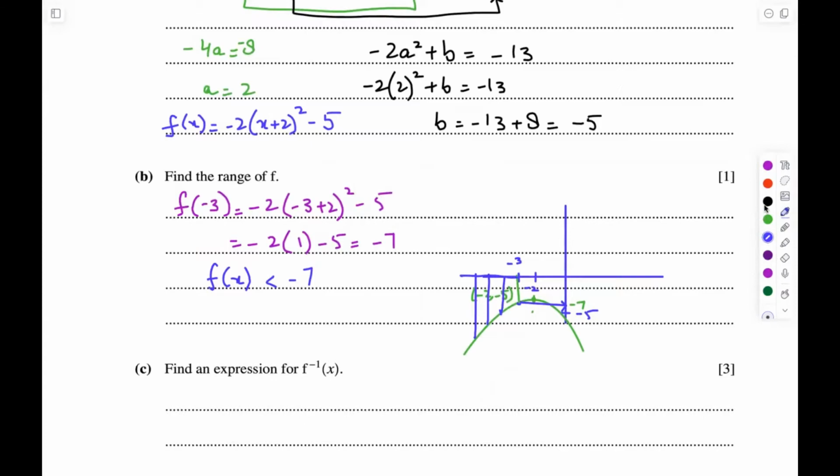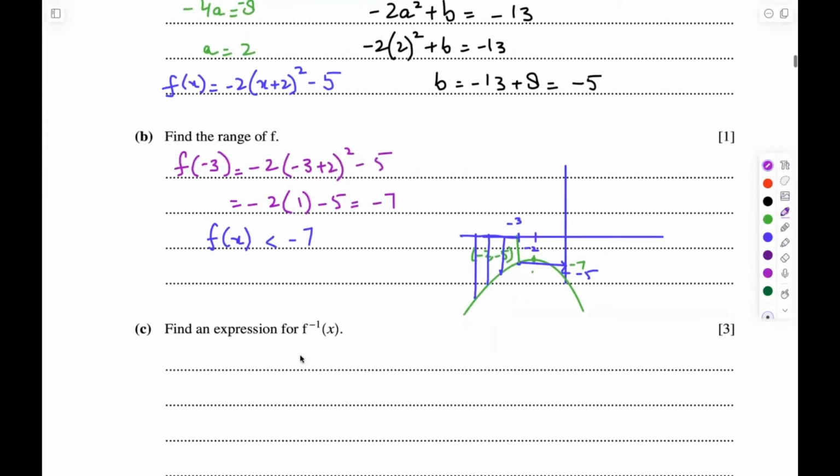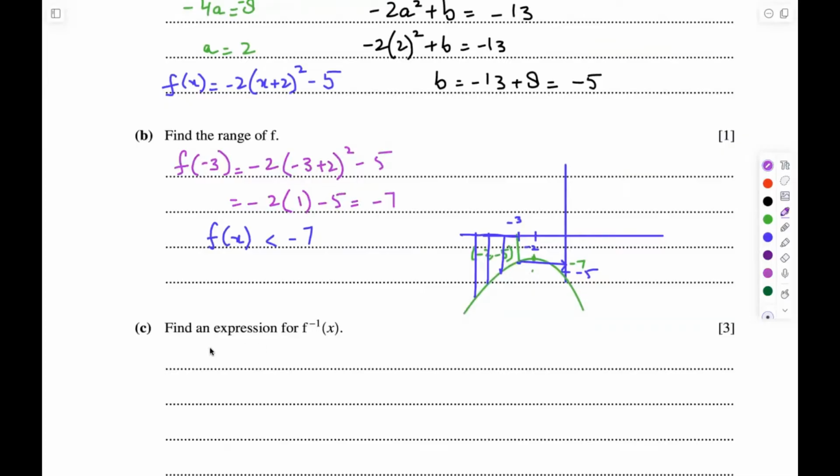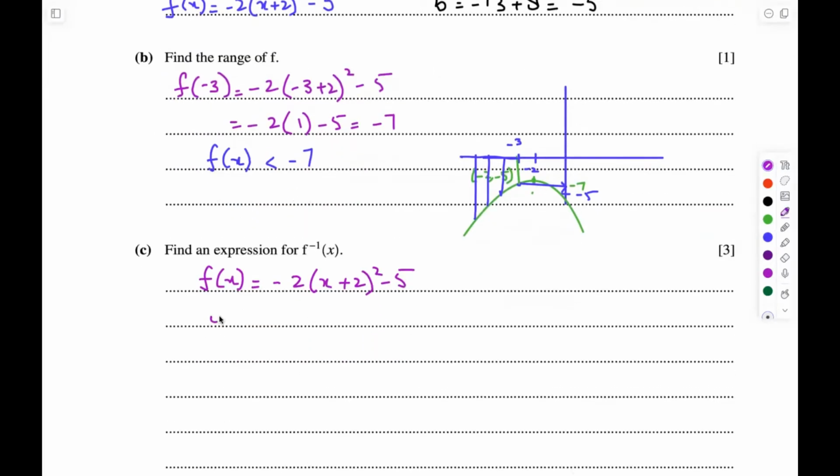In part C, we have to find an expression for f inverse of x. Now to find the expression for f inverse of a quadratic function, we always make sure that it is converted to the completed square form, which we already did in part A. So this was minus 2 into (x plus 2) whole squared minus 5. Finding the inverse, this will become y equals minus 2 into (x plus 2) whole squared minus 5. Now exchanging the values of x and y, this will become x equals minus 2 into (y plus 2) whole squared minus 5.